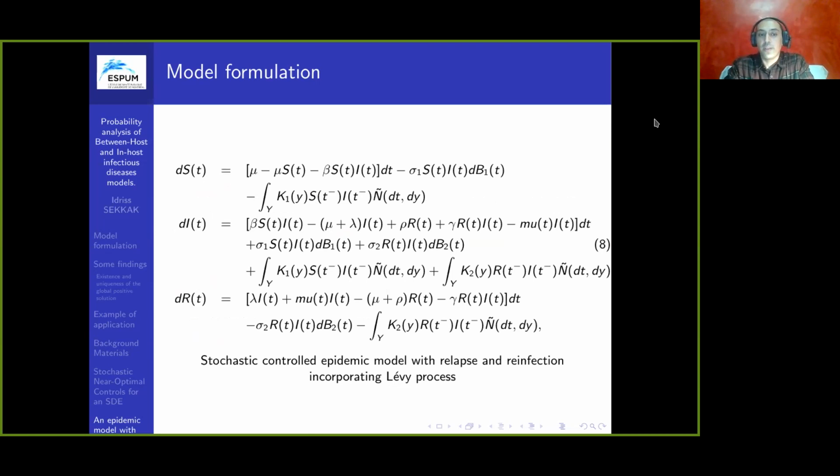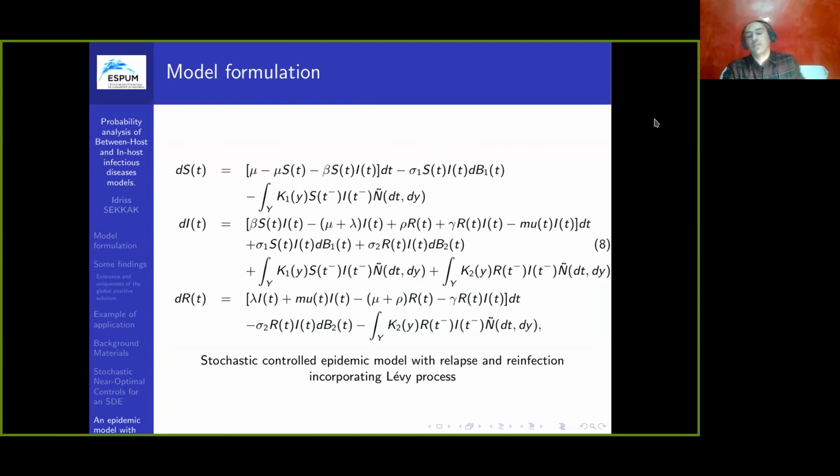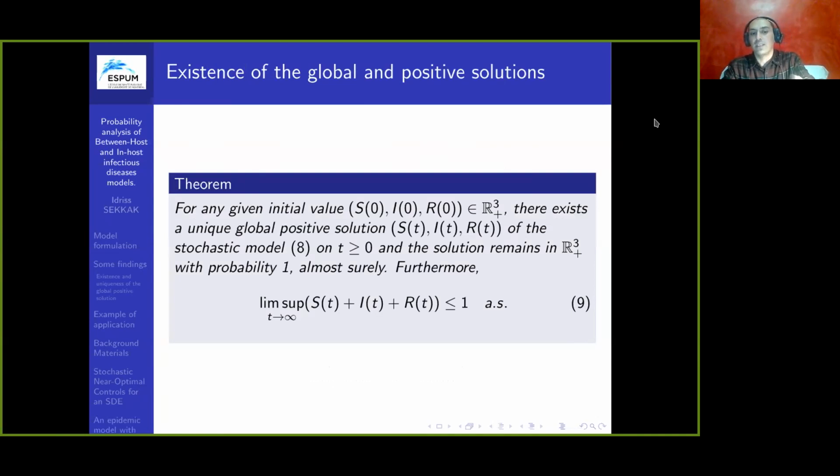So by adding a jump into our model, we did a jump on each death rate in each compartment, and we got the following formulation. Firstly, we ensured that we have an invariant domain for this model. Here the perturbation wasn't on mu, it was on beta and on the reinfection rate. That's why we have the same term for S in I, and the same term of R in I. So this is why, by adding all those compartments, we get less than one.